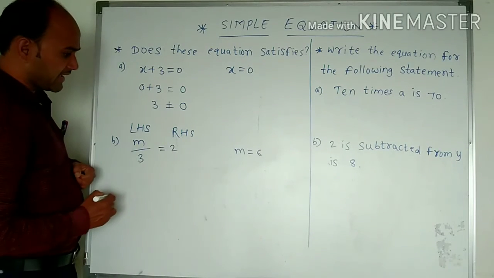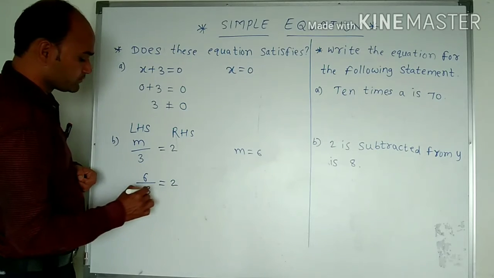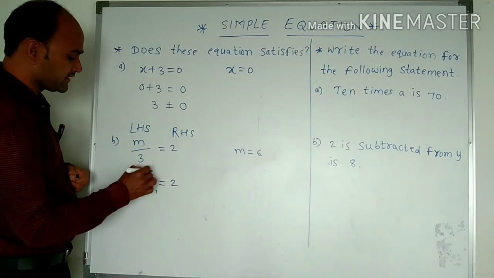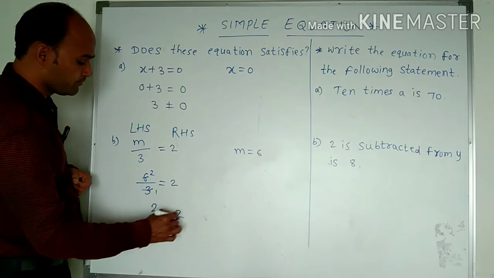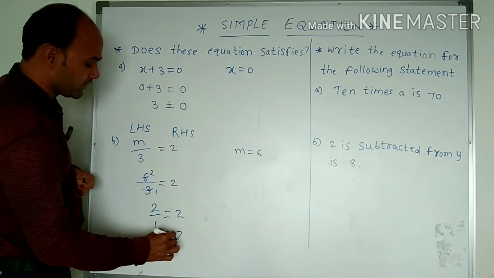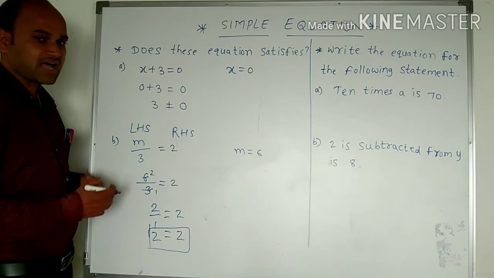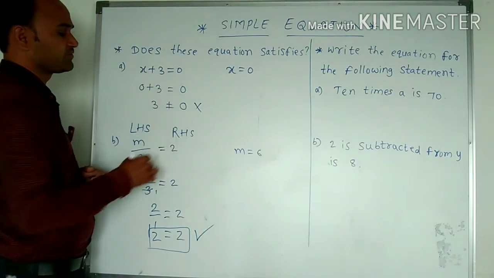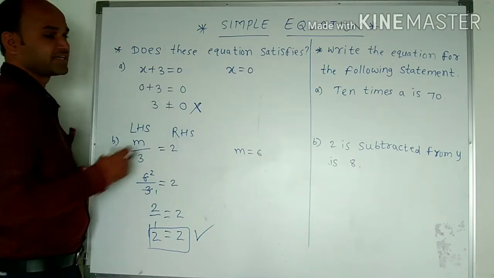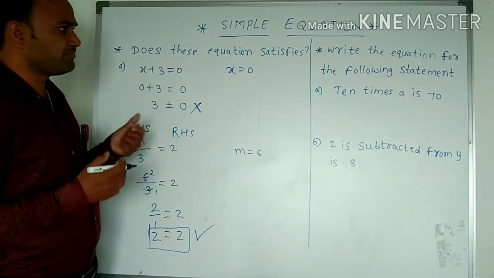Let us see here that m becomes 6, and 6 divided by 3 is equal to 2. Here 3 ones are 3 and 3 twos are 6. So 6 divided by 3 is 2. It means that 2 is equal to 2. So RHS and LHS are the same. It means that this equation satisfies and the first equation does not satisfy. Clear? So in this way we have to see many more examples.